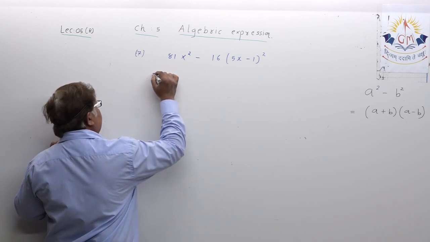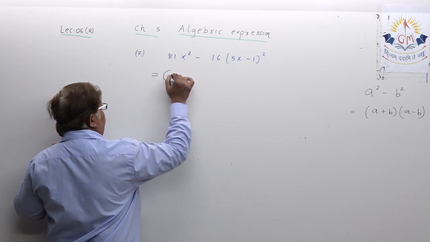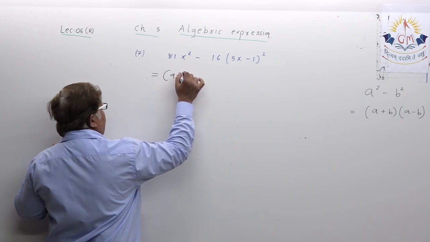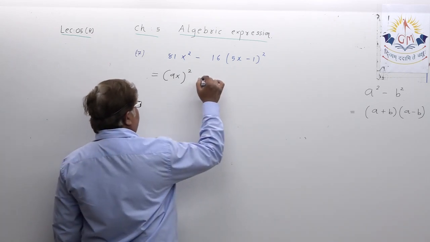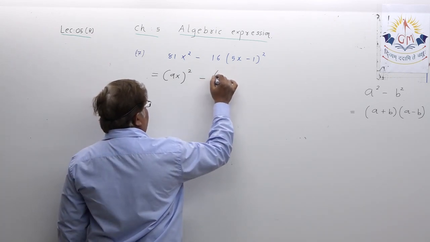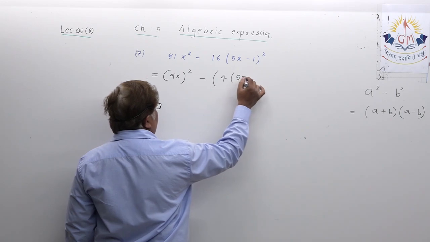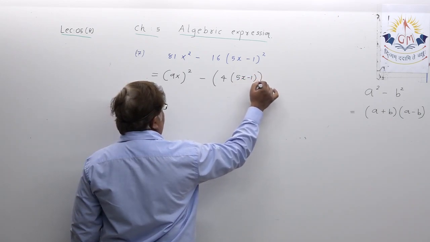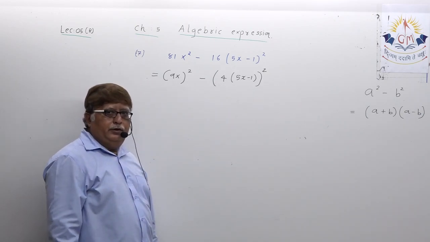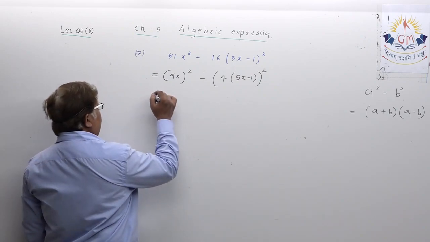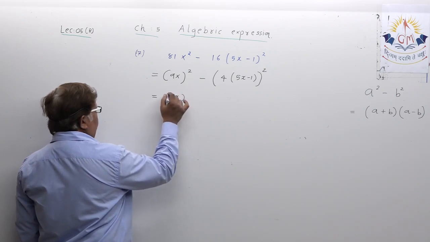See. 81x square, so I will write 9x whole square minus the square root of this, 4, in bracket 5x minus 1 whole square. Okay? 9x whole square.